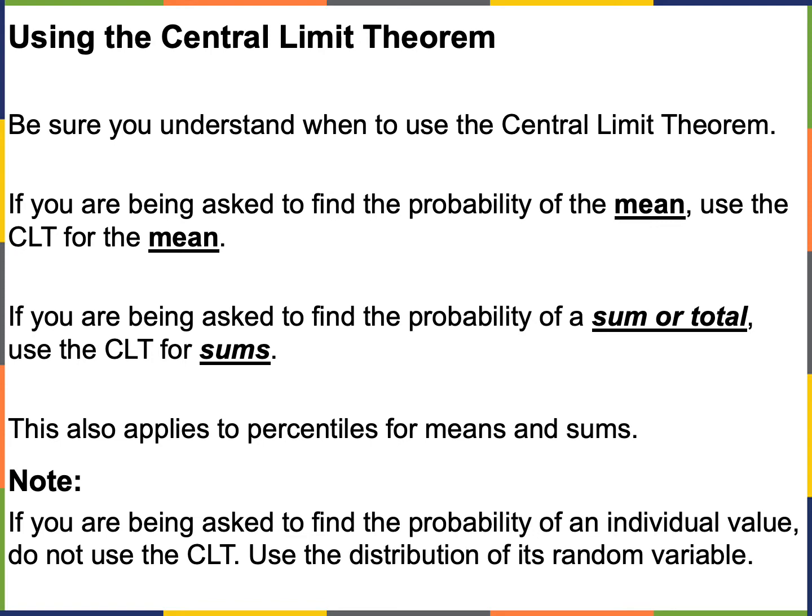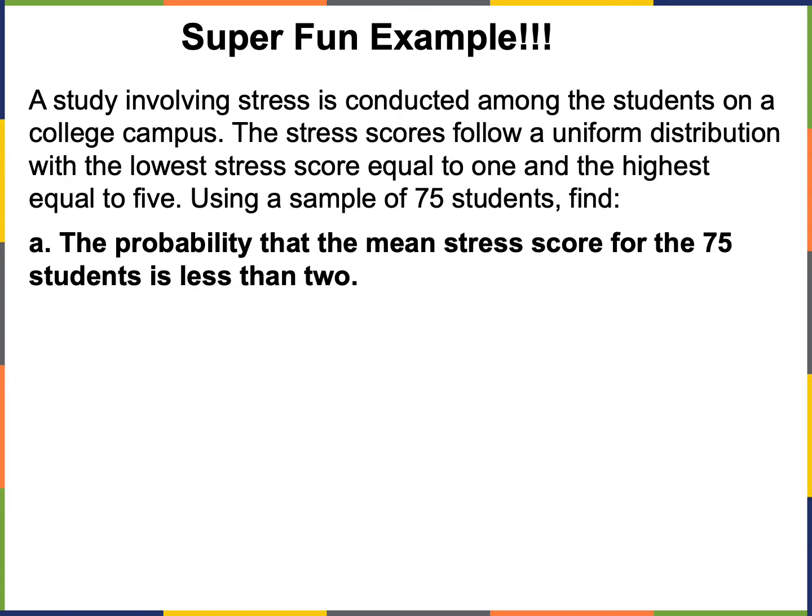All right, so let's do a super fun example. A study involving stress is conducted among the students on a college campus. The stress scores follow a uniform distribution, so, hint, hint, here it is, uniform distribution, with the lowest stress score equal to 1 and the highest equal to 5. Using a sample of 75 students, find the probability that the mean stress score for the 75 students is less than 2. So here's all our key stuff.